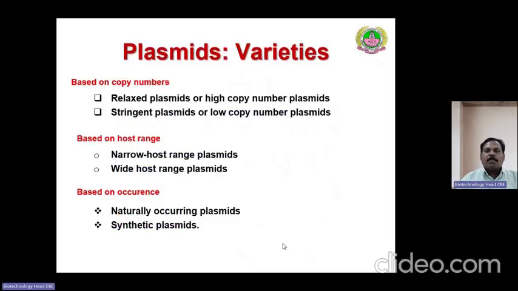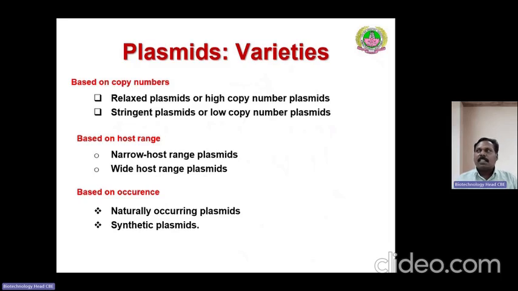So these plasmids can be classified on several bases. The first basis of classification is the copy number. Based on copy number, plasmids can be classified into high copy number plasmids or relaxed plasmids, or low copy number plasmids or stringent plasmids. This means the number of replications is limited due to the stringency exhibited by the bacterial system.